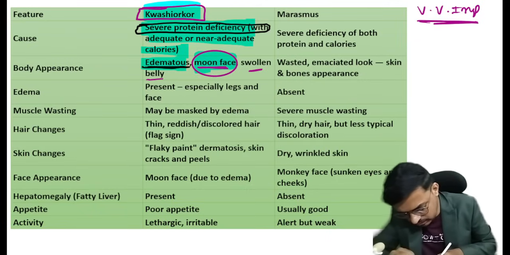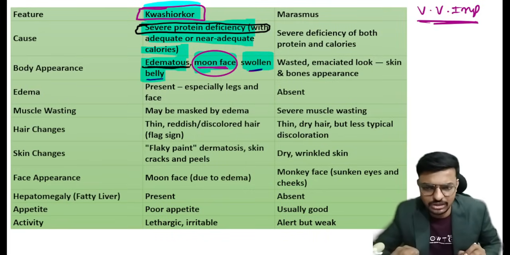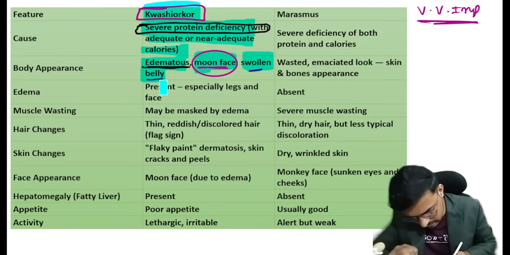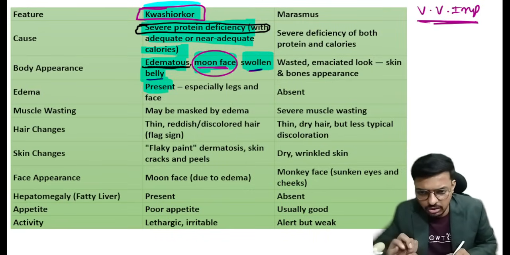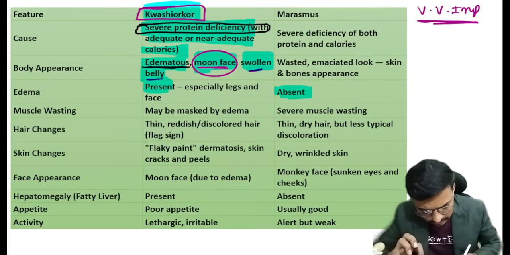So that is the reason the swollen belly, or big abdomen, we will get in kwashiorkor. Very important. Okay, next comes the point of discussion: edema. I told you it is present in kwashiorkor. And in marasmus there is no protein deficiency, so there is no edema in marasmus, right?